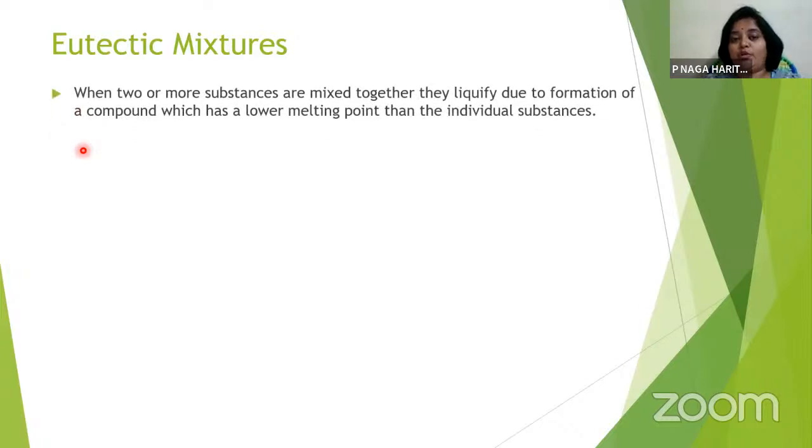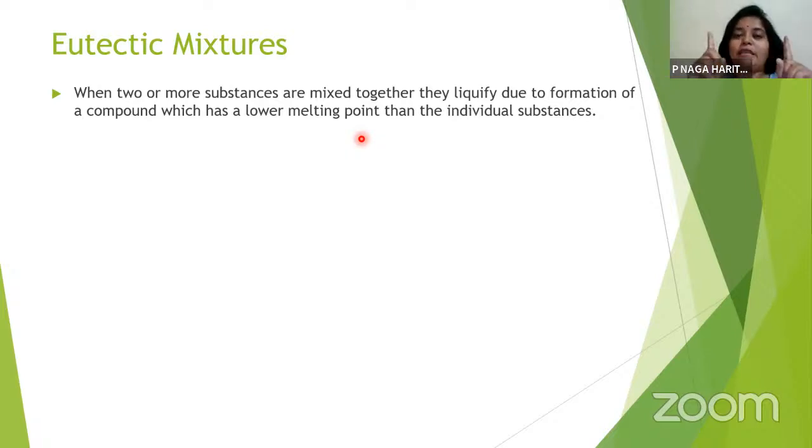Then eutectic mixtures, one of the most special types of mixtures. When two or more substances are mixed together, they liquefy due to the formation of a third compound which has a lower melting point than the individual substances. Say you have taken two substances: substance A has a melting point of 50 degrees centigrade and substance B has 60 degrees. When they are mixed, a third compound forms whose melting point is less than both, around 30 or 40 degrees centigrade.